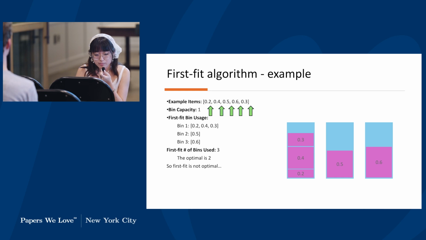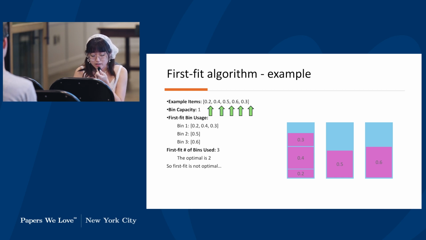But then next you see 0.5. 0.5 does not fit into the first bin because it will make it go to 1.1. So you open up a new bin for it. And then 0.6, is there space in either of the first 2 bins for it? There's not. So you open up a new bin for it. And then 0.3, does it fit into the first open bin, which is the one housing 0.2 and 0.4? Yes, it does, because it would only make it go up to 0.9.